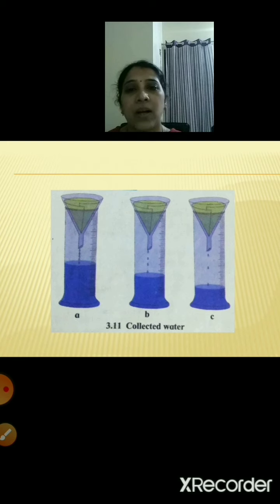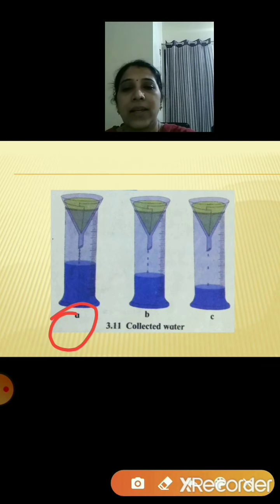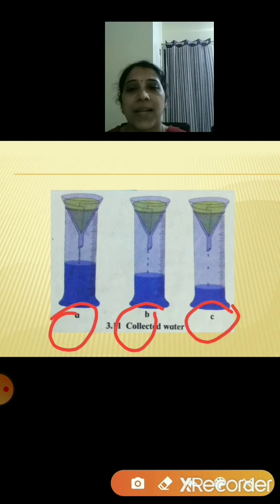After inserting the funnels in the measuring cylinders, in the A measuring cylinder you are going to add sand, in the B measuring cylinder you are going to add the sandy soil, and in the third measuring cylinder, that is C, you are going to add the clay soil. After that you will pour a test tube of water into all three one by one.